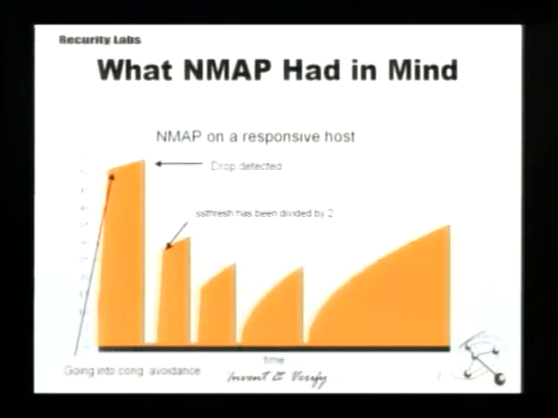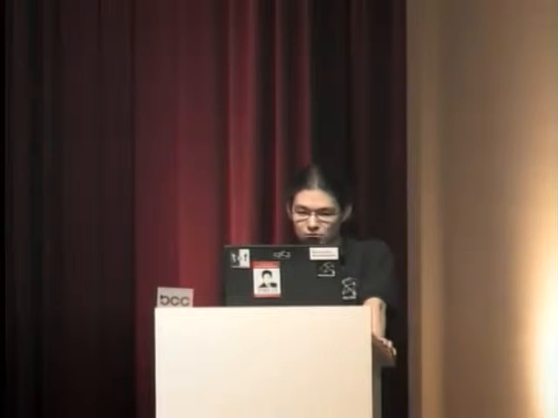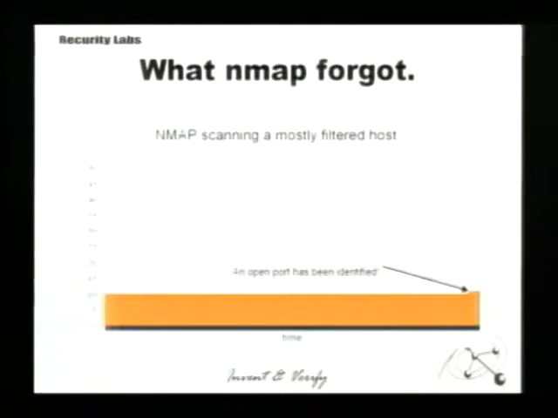So let's take a look at what this means in practice. This is a plot of what an Nmap scan looks like if you're scanning a responsive host. What you see on the y-axis is the number of packets which are out at once in the network, and you have the time on the x-axis. And of course, the host, by definition, nicely responds to us, so the timing works perfectly. You can see that in a few steps, Nmap converges against the actual limit, the actual capacity of the network in use. Now, what Nmap forgot is what happens when you scan filtered hosts. That's the same plot.